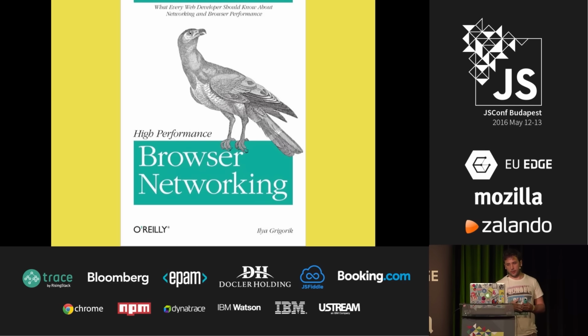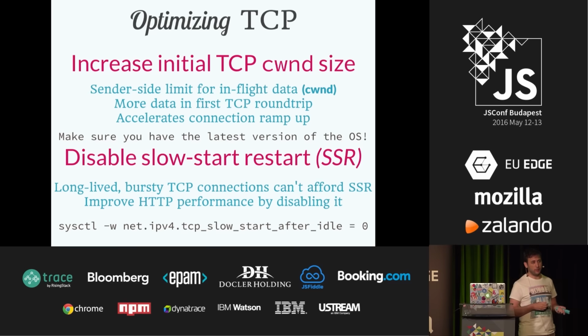But beyond that, something that you can extract from that book is how to optimize TCP. And there are two basic ways of doing that. First off, you should increase the initial TCP window size, and this basically allows you to have more throughput on every connection from the get-go. And to do that, you basically need to have the latest version of your OS in production, and that's basically it. And the other thing that you should be doing is disabling slow start restart.